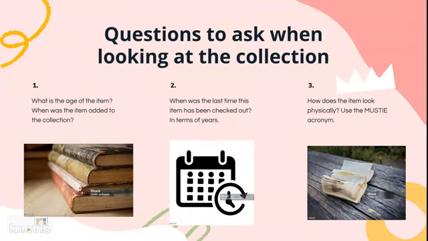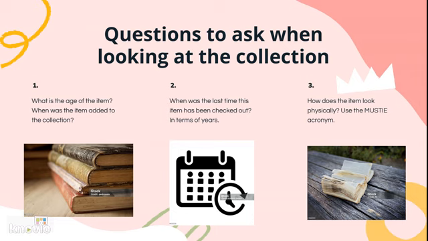Questions to ask when looking at the collection. So I first thought of, okay, what's the age of the item, or when was this item added to the collection? And then the next question I asked is, when was the last time this item was checked out? And in terms of years, so was it 1 year, 2 years, 3 years, 4 years? When was the last time this item was checked out?